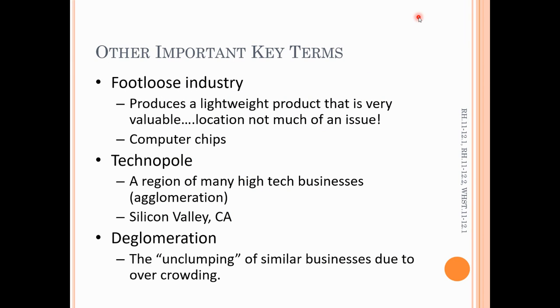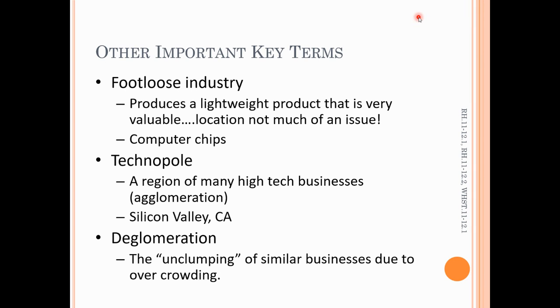Other important key terms: a footloose industry. A footloose industry means its product is so lightweight and so valuable that location's not much of an issue. The quintessential example here is a computer chip, because a computer chip is so light, but it's also valuable. It has a lot of information in it. It was expensive to make compared to other products, but because it's so light to ship, I can put it wherever I want. All right, so I'm not as bogged down in this bulk gaining, bulk reducing thing.